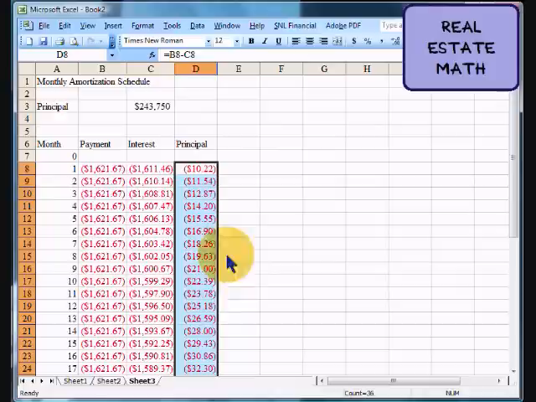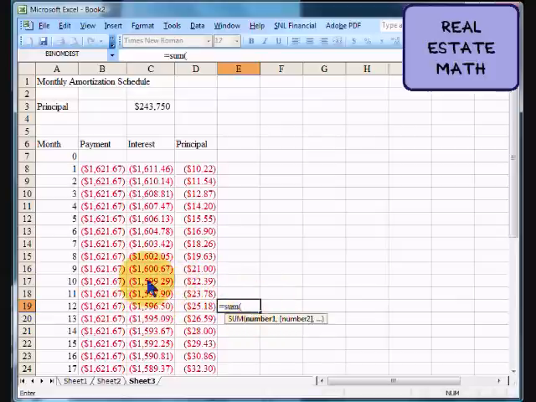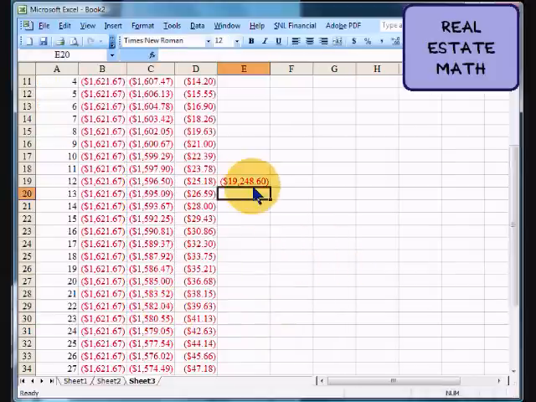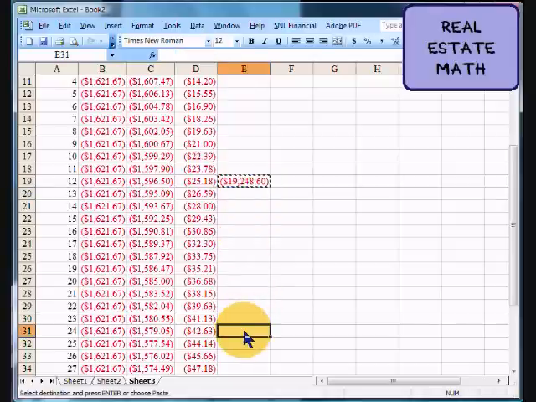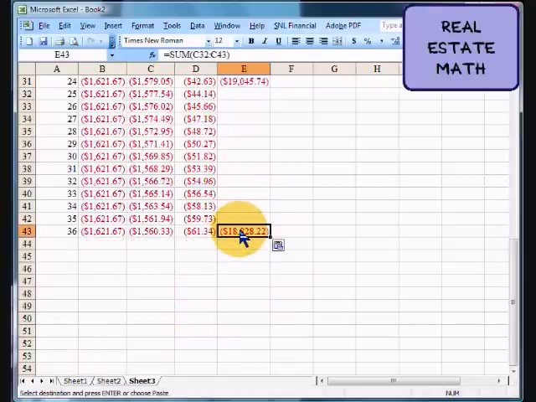All right. So what happened in the first year? Our interest payment, the total interest that we paid, is going to be these first 12 months. So let's add those up. And then let's do the same thing. We'll copy that, and we'll put that right next to 24 here. And we'll copy that again and put it right here.